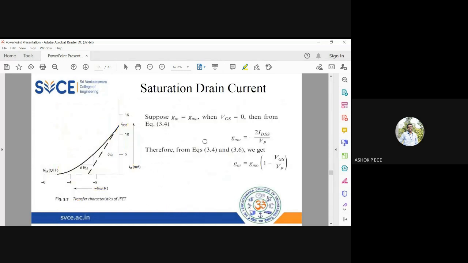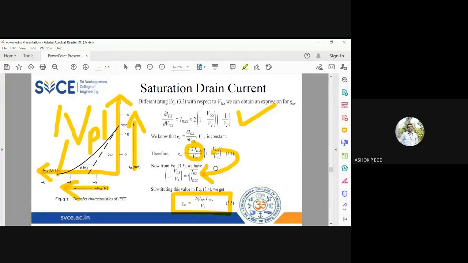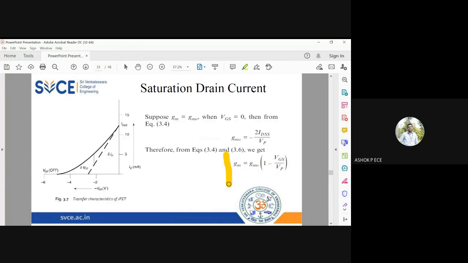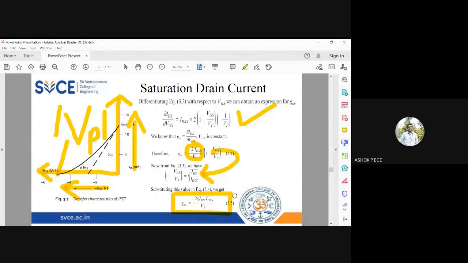Now we are going to see the maximum value of transconductance. When you put VGS equal to 0 in this equation, I'm replacing GM by GM naught. So GM naught equals minus 2 IDSS by VP. If I do that, I can write the equation for GM as GM equal to GM naught into (1 minus VGS by VP). Okay, this is one expression for GM.